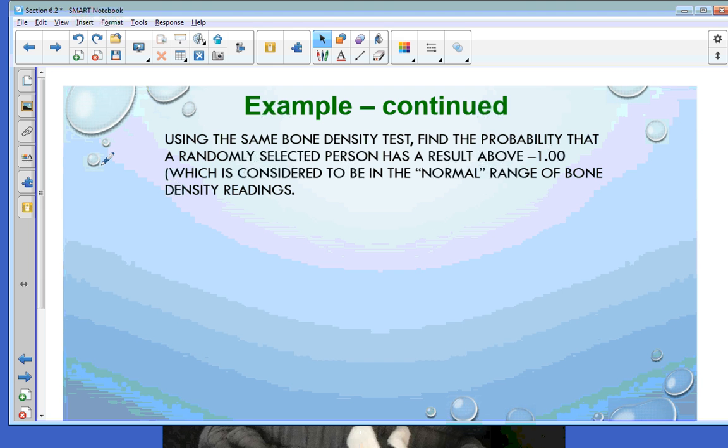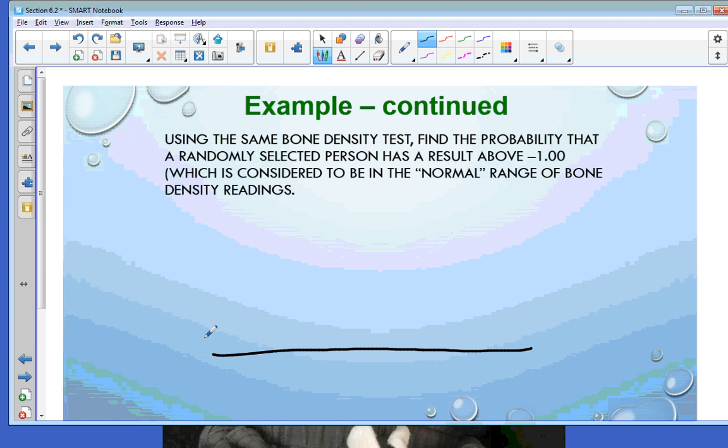I'm going to do the same bone density test here and find the probability that a randomly selected person has a result above -1, and that's still to be considered normal in the bone density reading. So let's find out how many are in the normal range for bone density. So let's draw a curve. Always start with drawing the curve. Take the time to make that sketch because a picture says 1,000 words.